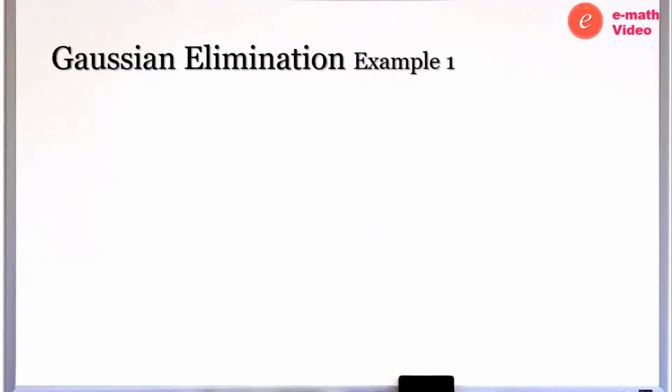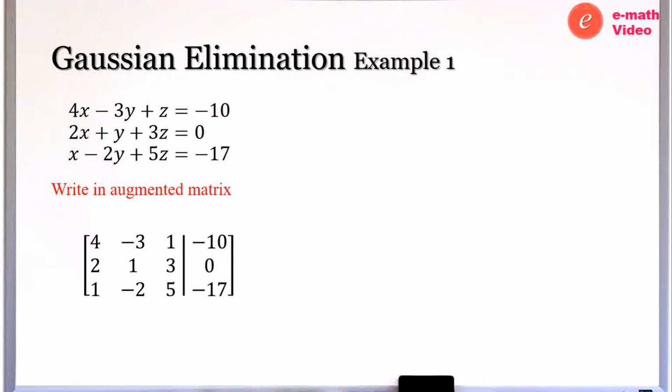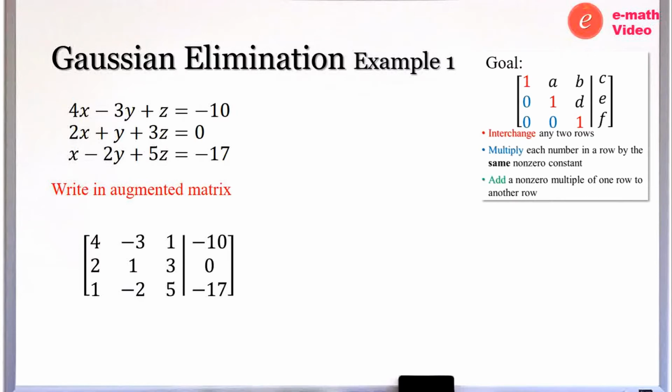We will start with this example. First, we write the system in augmented matrix form. Bear in mind that our goal is to make it into row echelon form. And these are what we are allowed to do. As you can see, for this system, we can just interchange the first row with third row. Are we allowed to do that? Yes, first operation. Here we got that 1 in upper left corner.